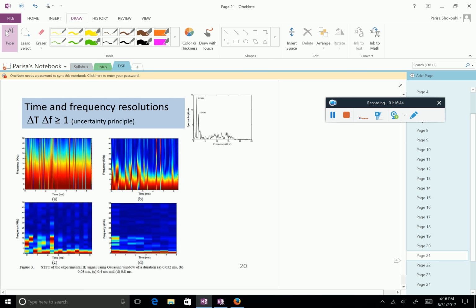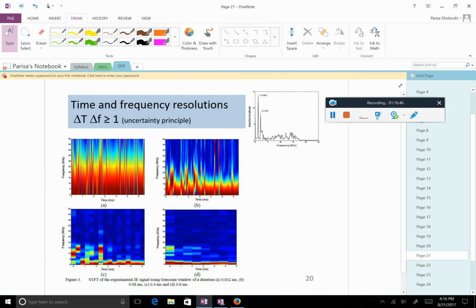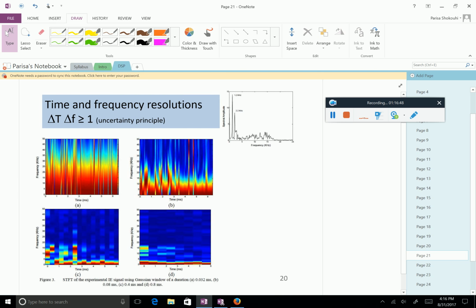Yeah, almost out of time. This is the last thing. Here, I want to show you something very important about the spectrogram, and that is the influence of the size of the window. This is from a very, very old paper of mine. I don't want to say even when.